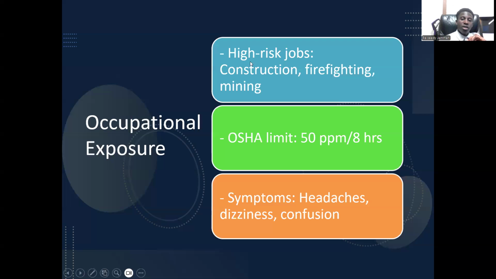Next is the occupational exposure, which tells us about the people that are actually exposed to carbon monoxide. We have high-risk jobs such as construction, because they deal with heavy machines and sometimes with vehicles that emit some of these bad gases. At the end of the day, they get exposed not only to carbon monoxide but to some other chemicals too.